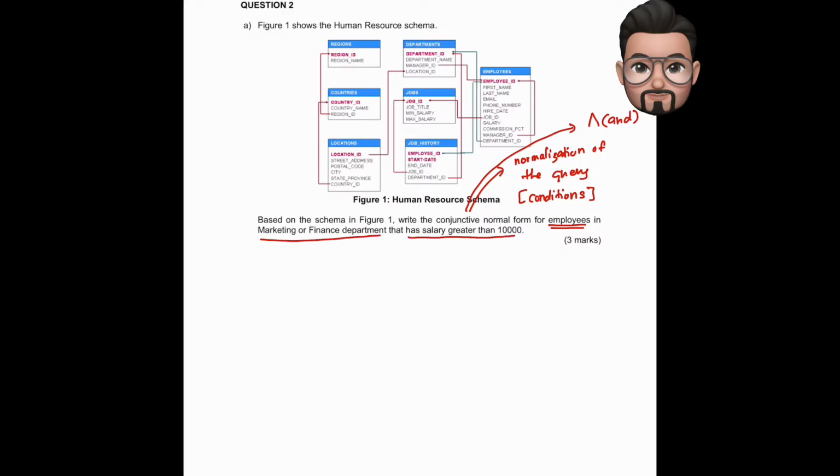Write the conjunctive normal form for employees in marketing or finance department that has salary greater than 10,000. If you take a look over here, salary is coming from table employees. Marketing or finance department is a department name, and department name is coming from table departments. So we have table employees and table departments. How are they connected? Through department ID. By right, you should know.